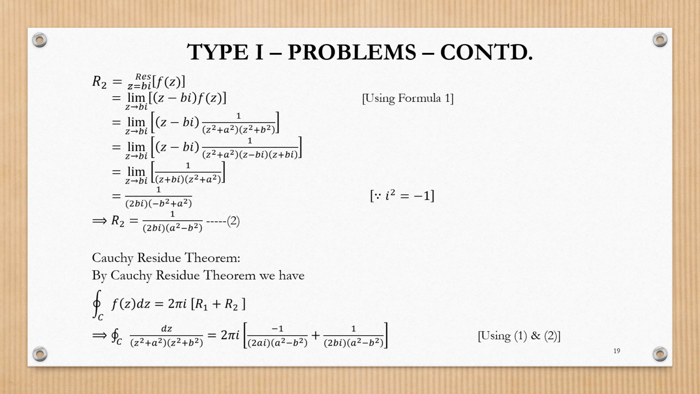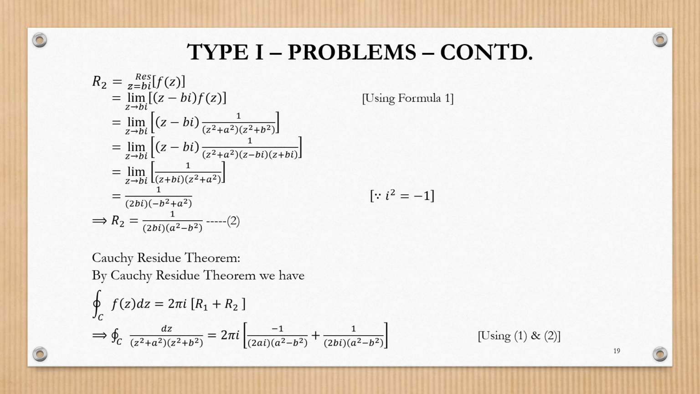Look at the evaluation of residue 2. The second residue is for the pole z equal to bi, which is also a pole of order 1, and therefore we use formula number 1 again. Limit z tends to bi, z minus bi into the function f of z. We rewrite the function's value as 1 divided by z square plus a square into z square plus b square. Here z square plus b square is written in the factorized form, that is z minus bi into z plus bi, of which z minus bi gets cancelled, and by substituting z equal to bi, we get the result that is given in equation 2, that is the second residue.